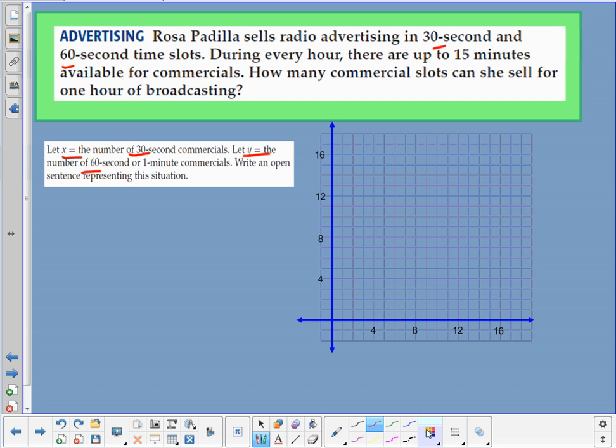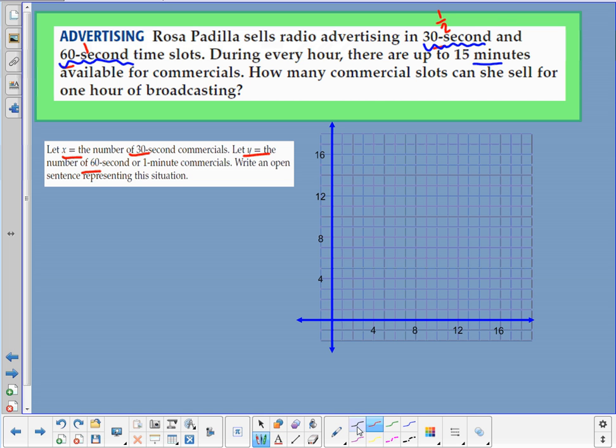Now, one slight problem that I need to consider with this question: the commercials are given in seconds, but the time slot that I have available is given to me in minutes. So I need to somehow make those look the same. What I'm going to do is take that 30 seconds and turn that into minutes by calling it 1/2. And I'm going to take that 60 seconds and turn it into minutes by calling it 1. Because 60 seconds is 1 minute and 30 seconds is a half a minute. So that's how I make those now all have the same type of measurement.